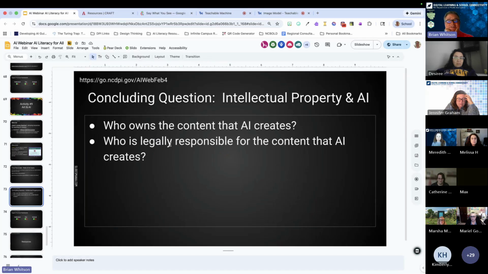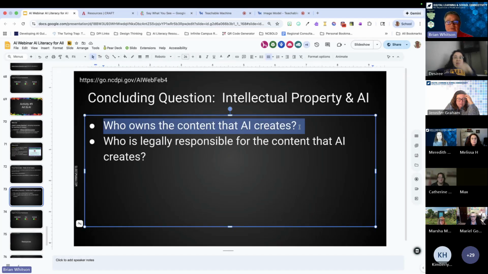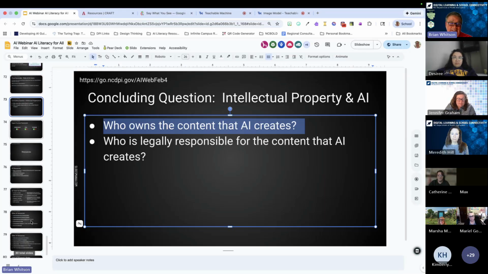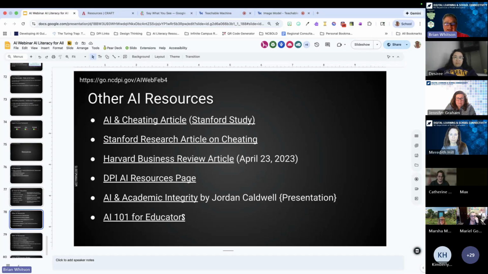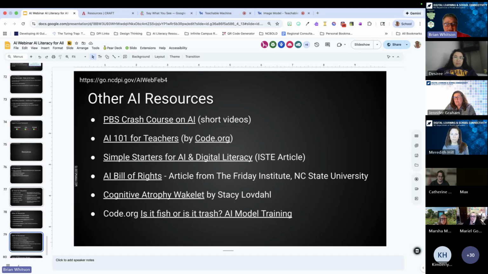The last thing I want you to think about, and I always leave this question, is who owns the content that AI creates? I'll ask you to put that into ChatGPT or Gemini or whatever tool you use and just see what it says. So with that said, there are resources at the end. A lot of these are compiled from my colleagues and other people. And so if we can be of any help, please let us know.